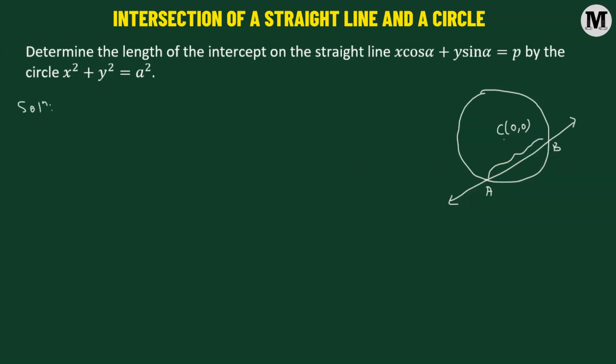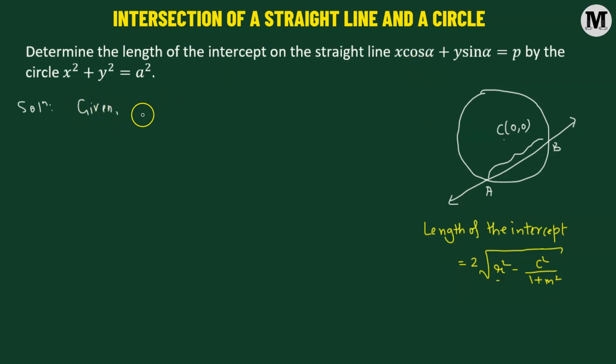So let's quickly recall the formula for finding out the length of an intercept. The formula is given by 2 times the square root of the square of the radius minus c squared, divided by 1 plus m squared. Here c represents the y-intercept of the line and m is the slope of that line. So our first task will be to find the slope and the y-intercept of the line whose equation is given to us.